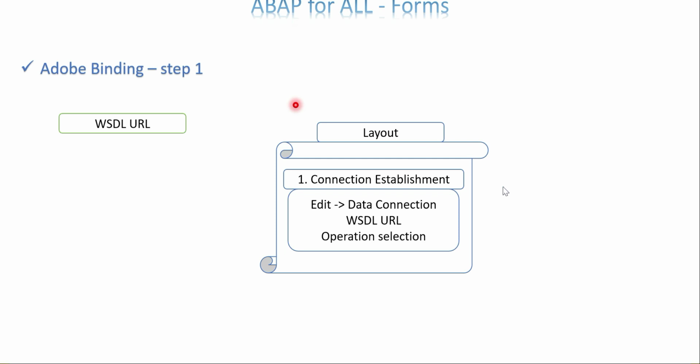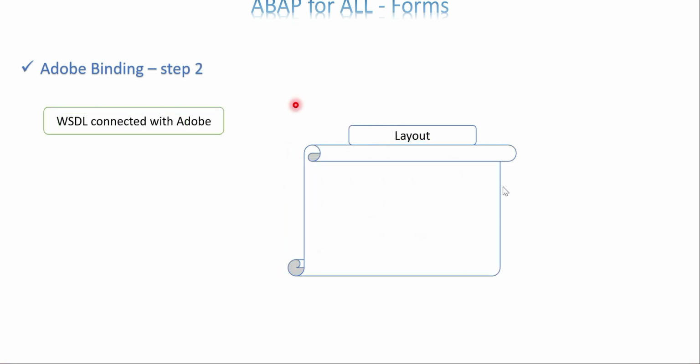So this is step one. Now the connection is established. Whatever is available in that particular function module is brought into your Adobe through this connection. Okay, step two: I have to connect the WSDL with Adobe.